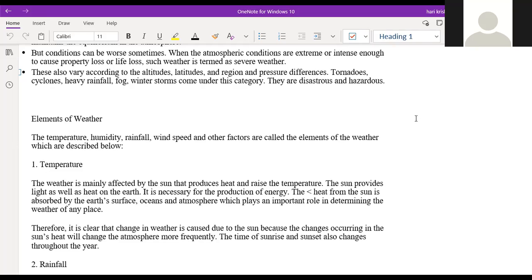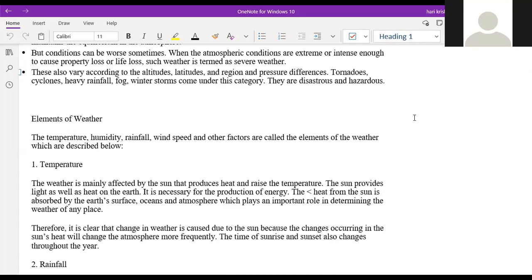Okay, now how do you get the temperature? The main source of heat on the earth's surface is from the sun only, right? Without the sun, we cannot get the heat onto the earth's surface, or the light either. So the sun plays an important role in deciding the temperature of a particular place. Understanding?